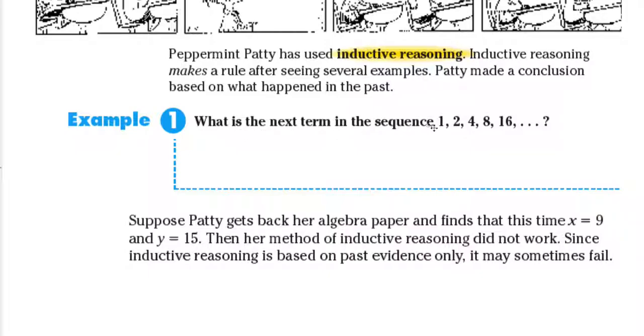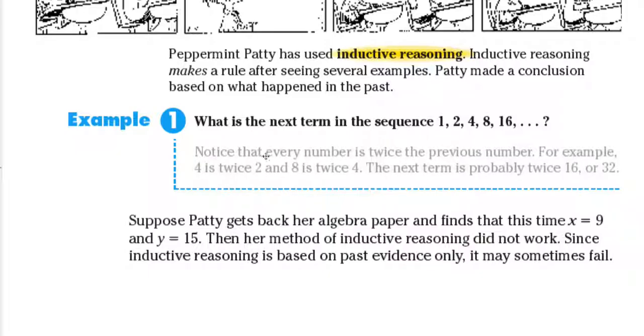What is the next term in the sequence 1, 2, 4, 8, and 16? We want to make a rule after seeing several examples, or after seeing a pattern. Notice that every number is twice the previous number. For example, 4 is twice 2 and 8 is twice 4. So after seeing several examples, we conclude the next term would probably be twice 16, or 32. And that's how you use inductive reasoning.